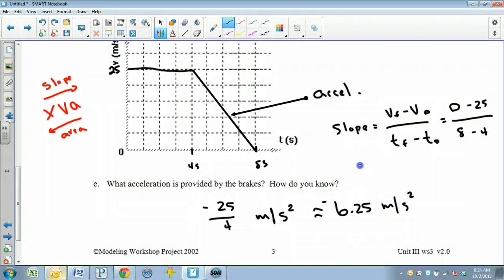Okay, and we know because, again, the slope of our velocity versus time graph gives us the acceleration. That's it for the video. Thanks.